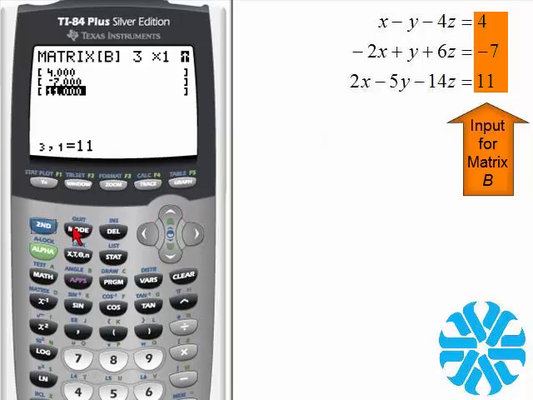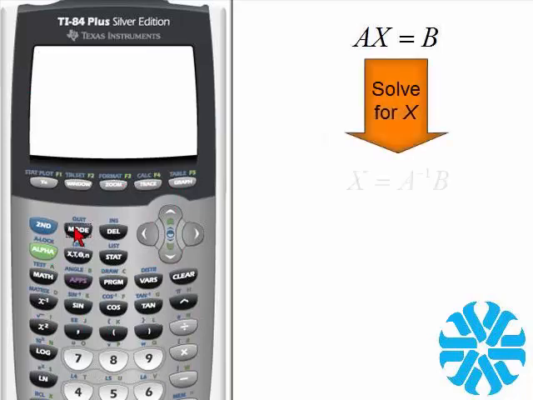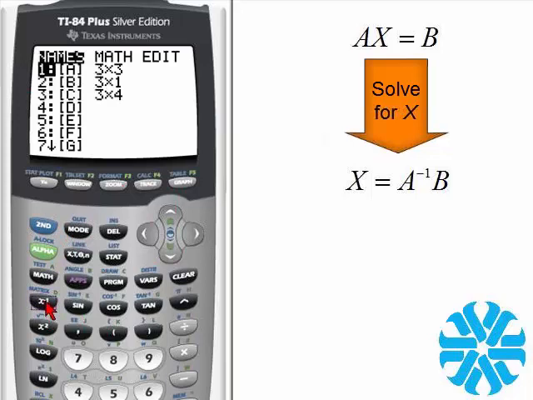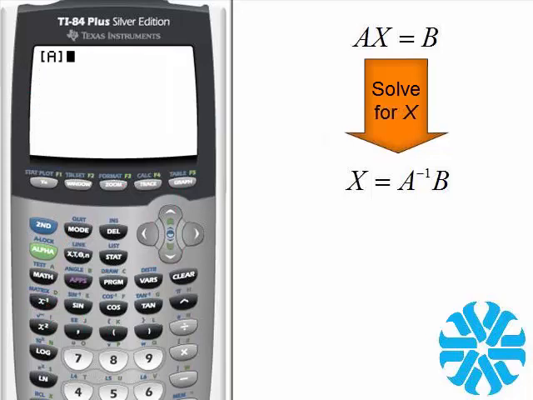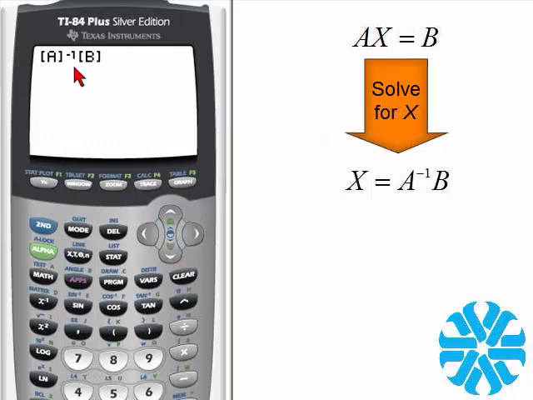Okay, so let's quit out of this. Second function quit. And now we will once again use the matrix equation AX is equal to B, solve for the variable matrix X, and we get X equals A inverse B. So let's go ahead and do this. So second function matrix, we want matrix A, and we take the inverse of matrix A, so use this key, and multiply that by matrix B, so second function matrix, and then matrix B, number 2. Remember, we don't need to put a multiplication sign in between these two, so it saves you a keystroke.